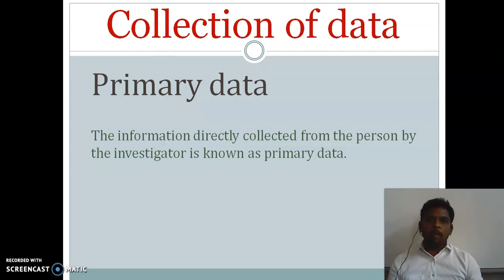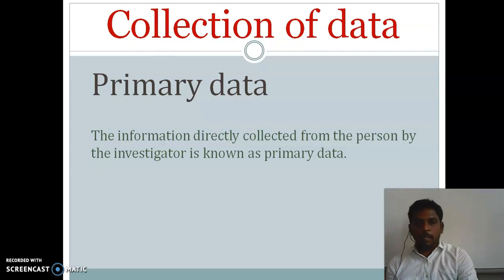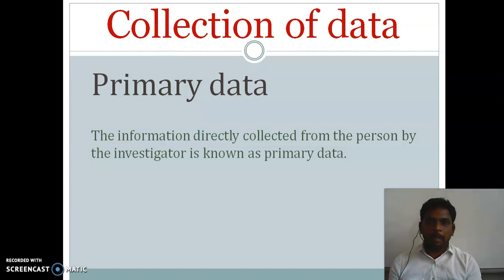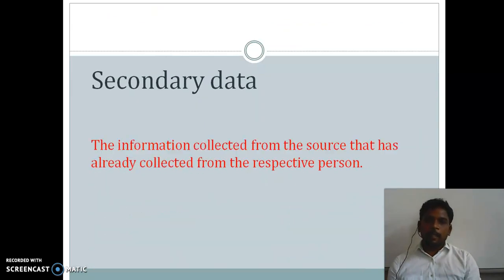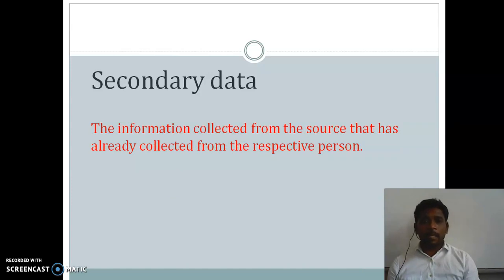Suppose you want to find out the information about the students in a school, right? The information about the students may be recorded in the office room, and the students are also available in the school. If you go to the students directly and collect the information from the students, it is known as primary data. Suppose instead of meeting the student, you collect the data about the person from the office room, which was already collected from the student, that comes under the second type of data, that is secondary data.